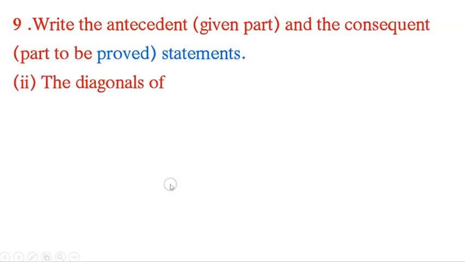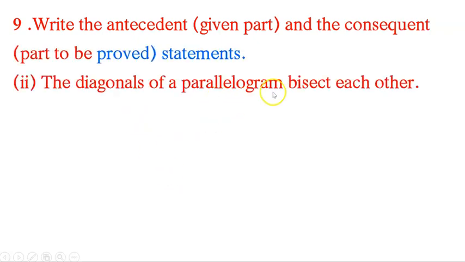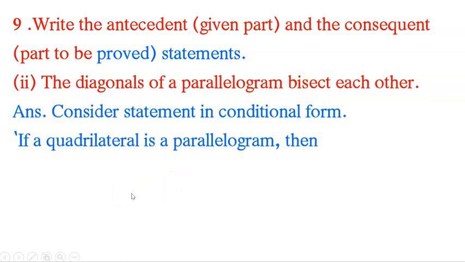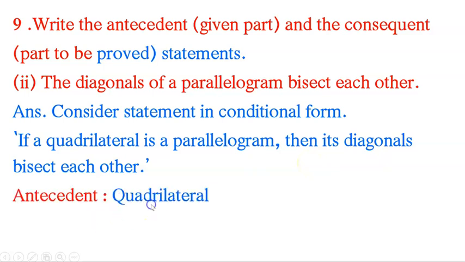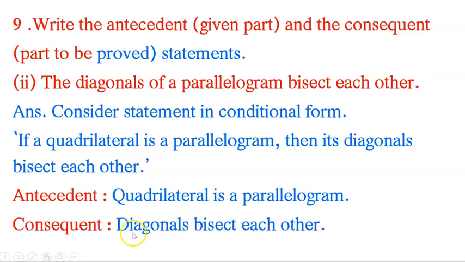Next. Diagonals of a parallelogram bisect each other. If the quadrilateral is a parallelogram, then its diagonals bisect each other. Now antecedent here, the quadrilateral is a parallelogram. Consequent, diagonals bisect each other. Okay.